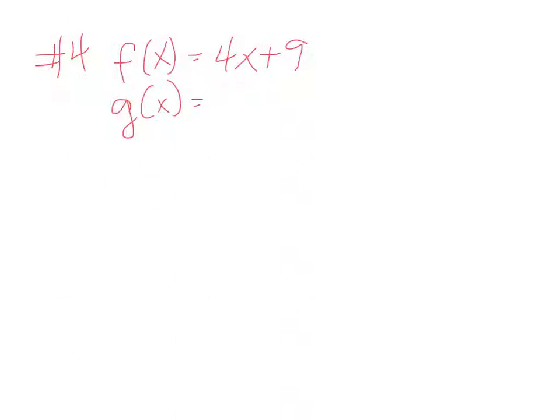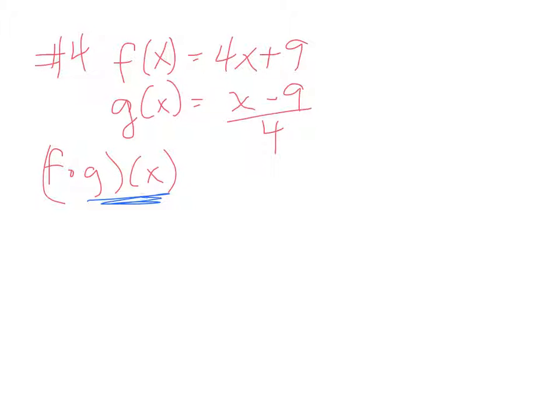Number 4. We won't do all of them, but I think these are good ones to do. F is 4x plus 9, g is (x minus 9) divided by 4. You're testing f of g of x. Let's do that first. Pick up the g function, plug it into the f function.